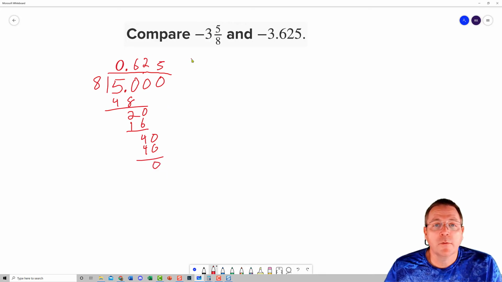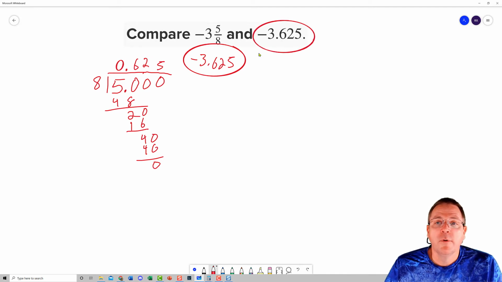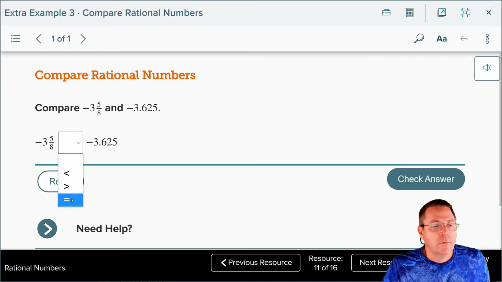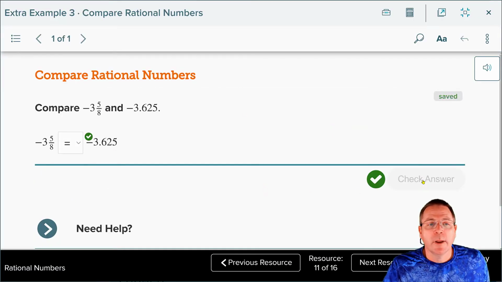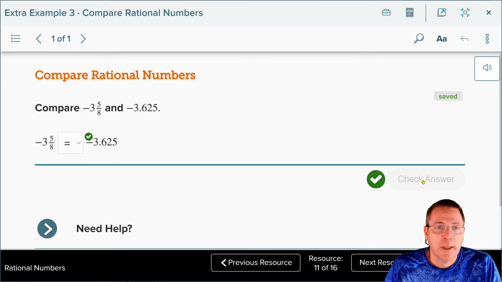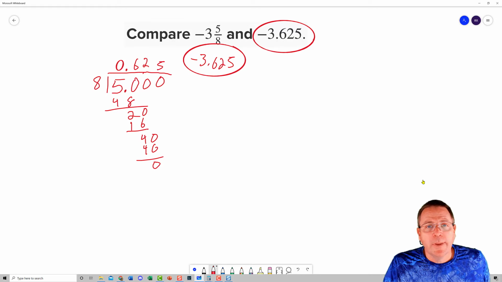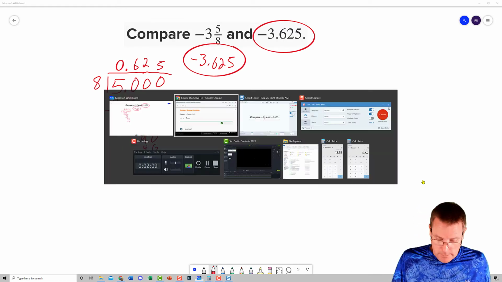So this answer is also going to be a negative 3.625, which means this is the first time we've looked at a little problem on the lessons where they are actually going to be equal. So I can go over here, hit equal, check my answer, and the answer checks. That is showing your work, folks. This is what I must see. If I see anything else, you will have done it just for fun.